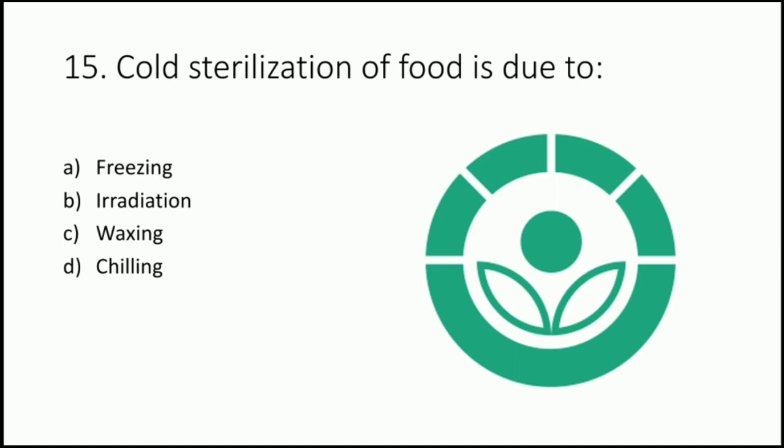Next question, cold sterilization of food is due to. Various techniques are given: freezing, irradiation, vaccine, and chilling. The correct answer is having this symbol. Before going on to the answer, what is sterilization? We know that sterilization is a process in which we completely destroy all the viable microbial cells in the food. However, sterilization is a high heat treatment technique in which we give a high temperature treatment. So why is this term cold sterilization being used? The correct answer is irradiation.